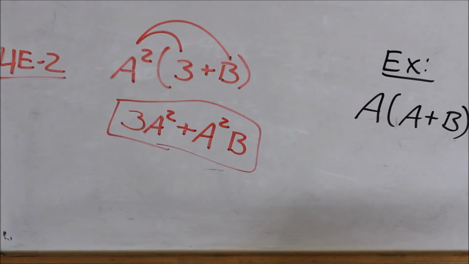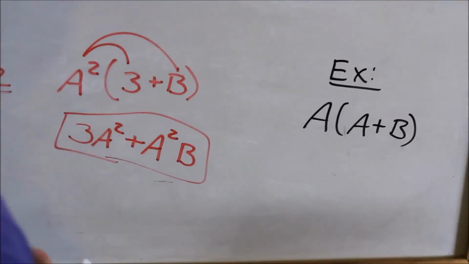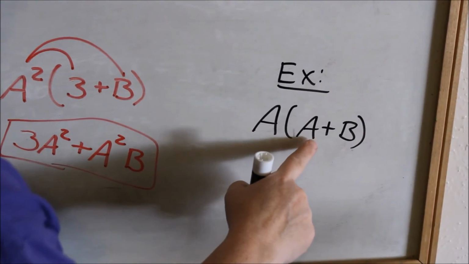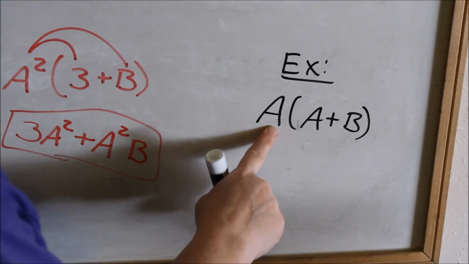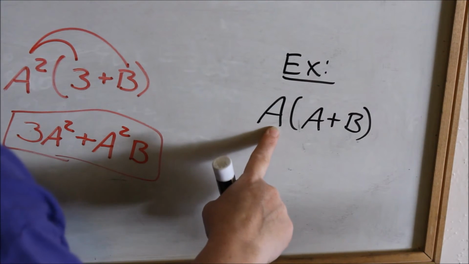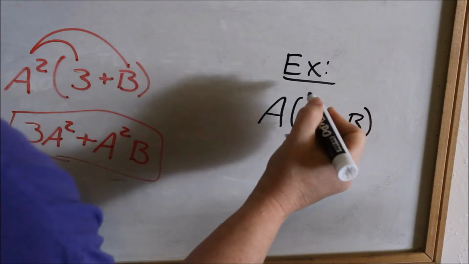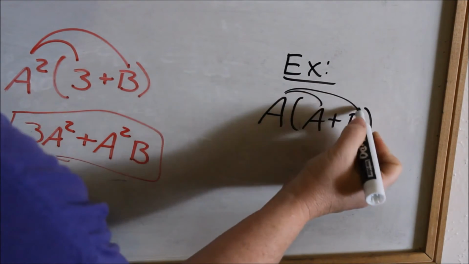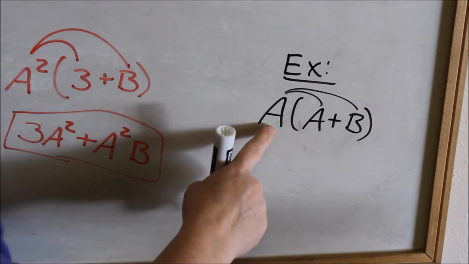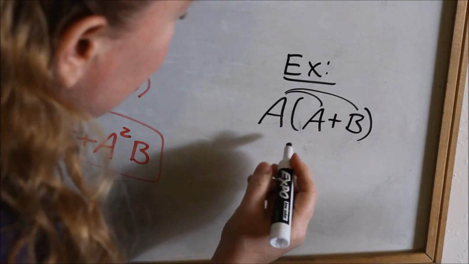Okay, I'm going to show another example that's not in the book. This is a times a plus b. The fact that this a is out in front of the parentheses means multiplication, and you have to distribute it. This has to get distributed to everything in the parentheses. A times a. Well, let me show you with numbers.